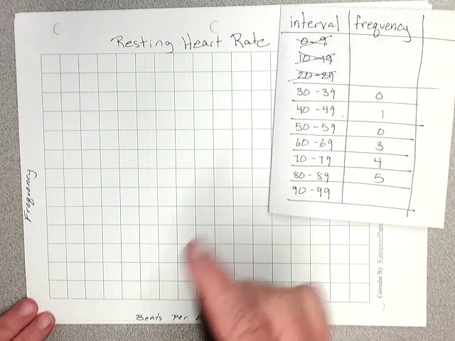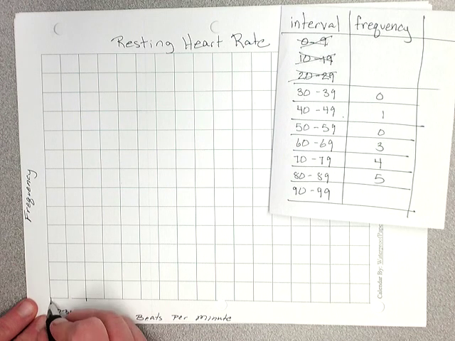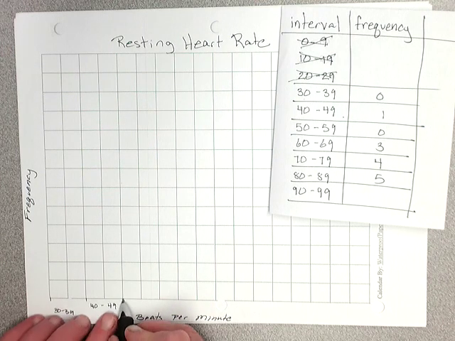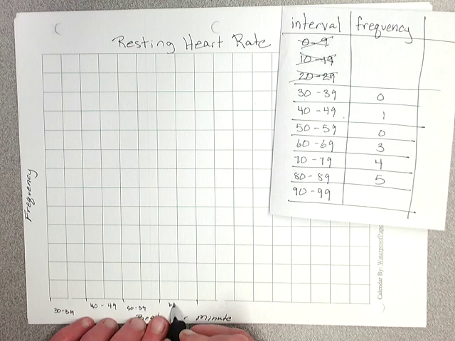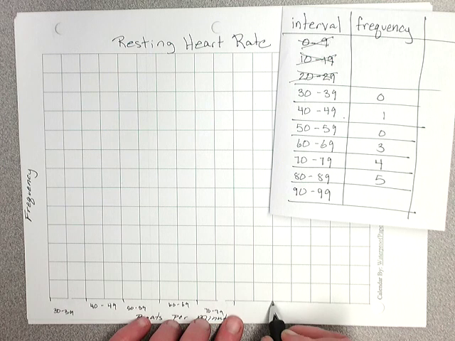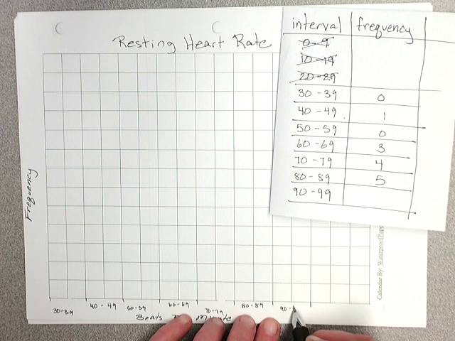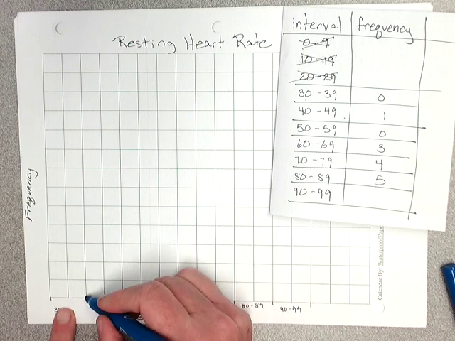Set up my groups. My first group is 30 to 39. I'm going to use that section for that. Next is 40 to 49, and so on, right? And that's as far as my chart is going to go. And then I'm just going to fill it in using that information. Nothing in my 30s bar. In my 40s bar, I have 1.